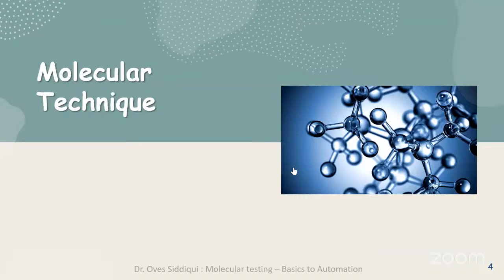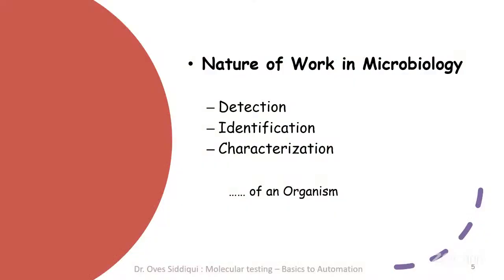Let's begin by asking, what do we primarily do in microbiology? We do detection. Is the organism present? And we do identification. What is that organism? And we do characterization, determining features such as antimicrobial susceptibility, etc. The same things we can achieve by detecting the DNA or RNA of the organisms.